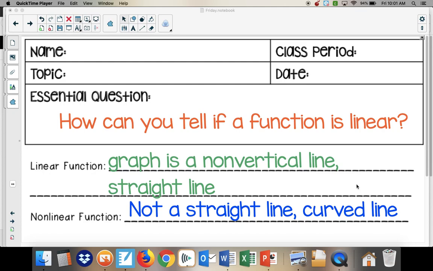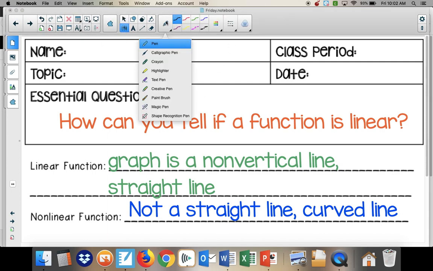Hi intermediate kiddos. I am going to have you listen to another video, kind of do a flipped classroom model so that kids can finish their test today and then we can all be on track on Monday. So we are going to learn about linear versus nonlinear today.